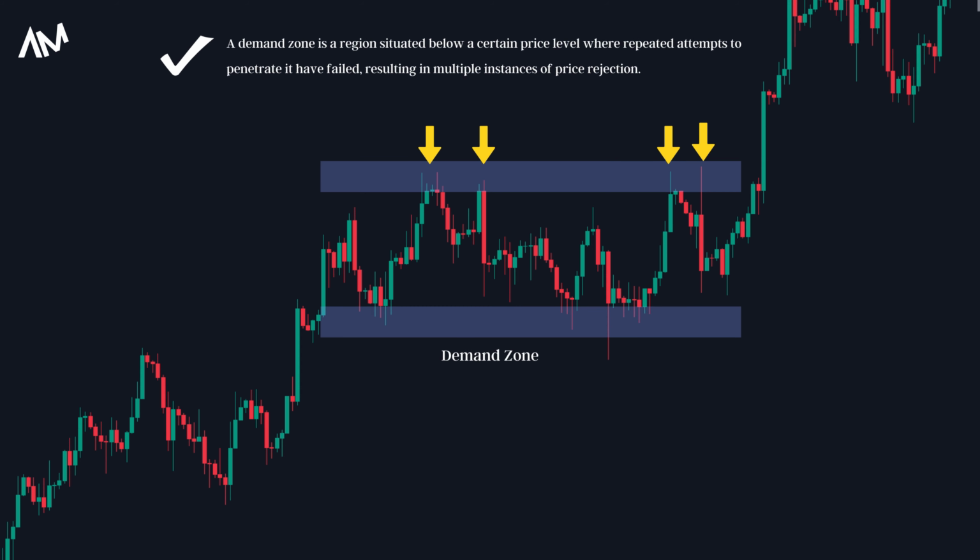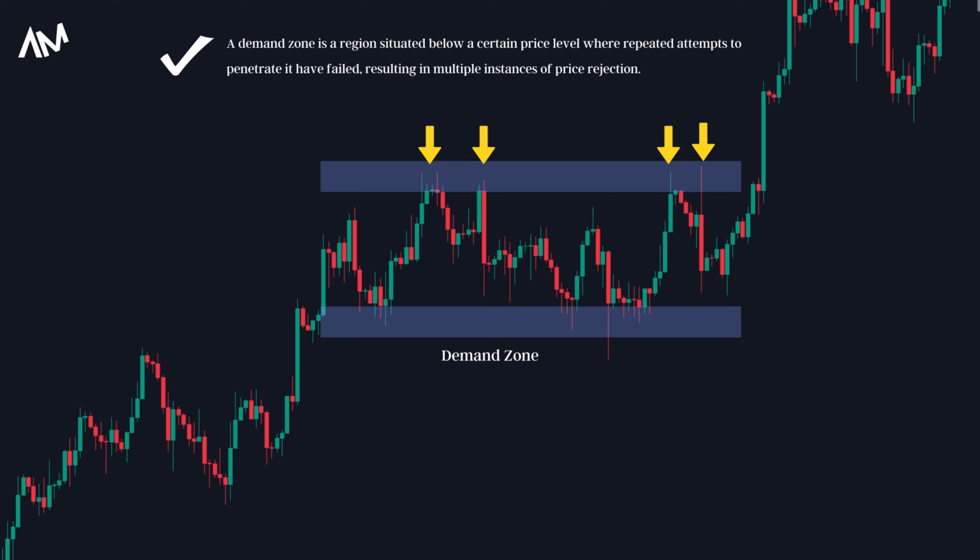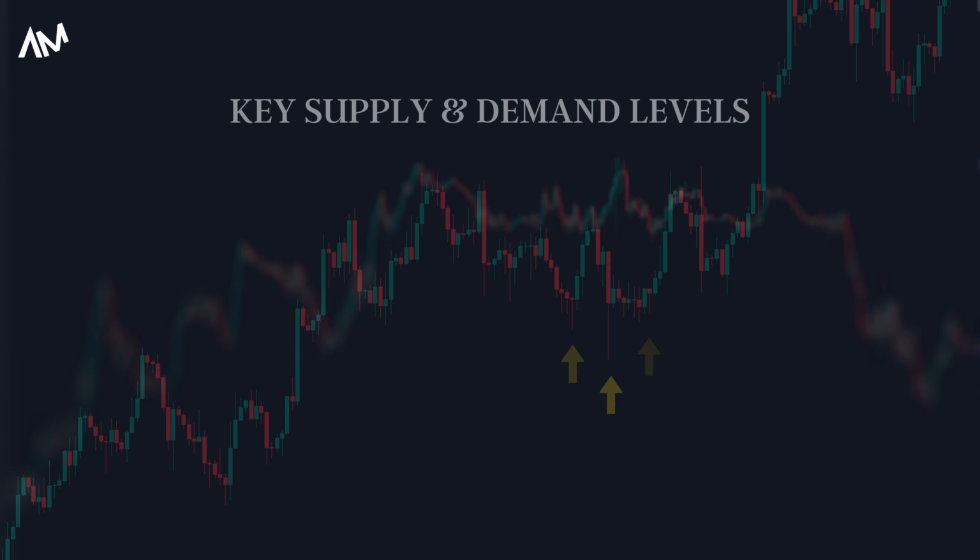On the other hand, a demand zone is an area below where the price failed to break through and was rejected multiple times. From a price action view, the market sees this as cheap, causing sellers to close their short positions and buyers to open their long positions. This double action creates a reversal in the price, making it rise from the demand area.